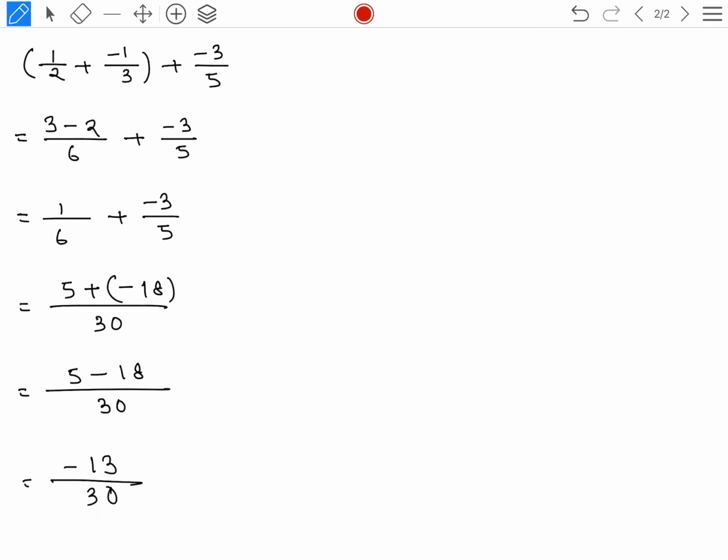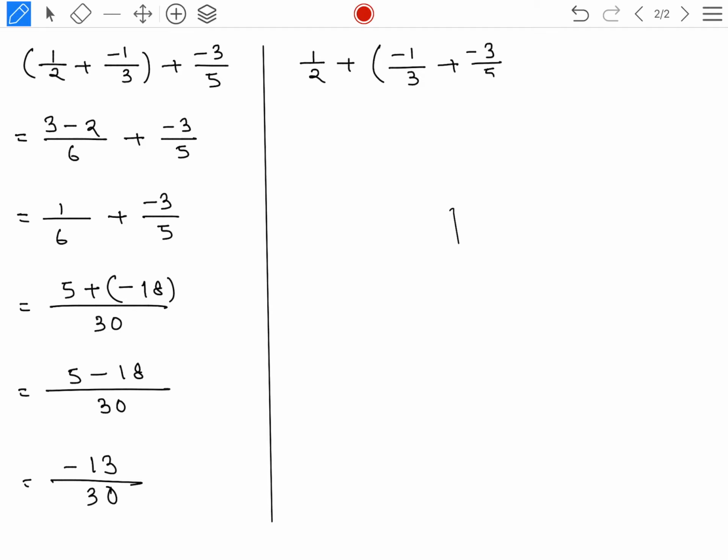Understood? So when we group the first two numbers and add the third number, we got the answer as minus 13 by 30. Now let us group the second two numbers. Then what will we get? If we group the second two numbers, first we write 1 by 2 plus, make one group, minus 1 by 3 plus minus 3 by 5.